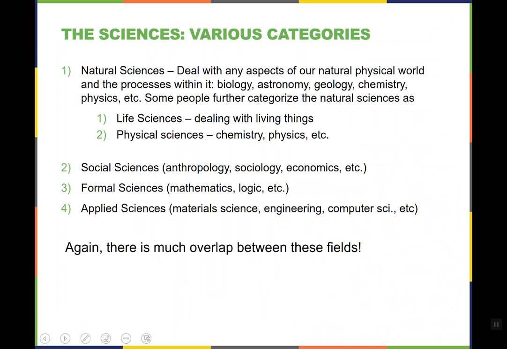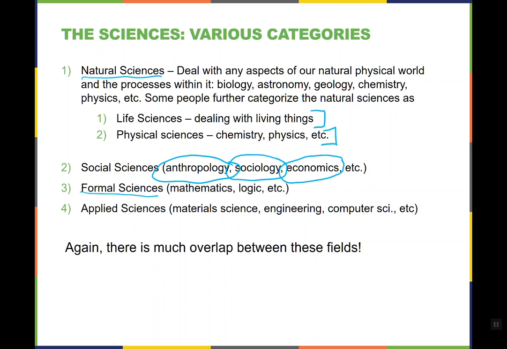So, various categories of science. Natural sciences deal with any aspect of our natural physical world, so biology, astronomy, geology, chemistry, etc. We kind of divide these up into life sciences, so separating biotic stuff from abiotic stuff. There's the social sciences, which are concerned with human interactions, so ways that human cultures differ from each other, why humans behave towards each other the way they do, the behaviors involved with our actions and trading. There's the formal sciences, which is science that applies to principles that don't care about us at all.